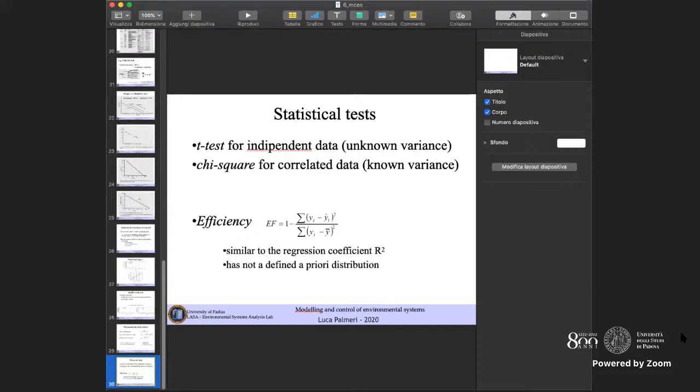We stop here today, and we will start back next week, finishing the modeling procedure and going into the ecological processes sectors.